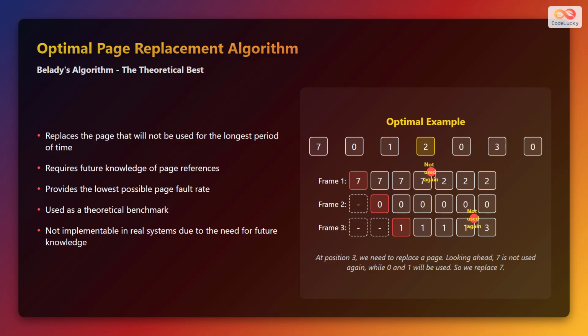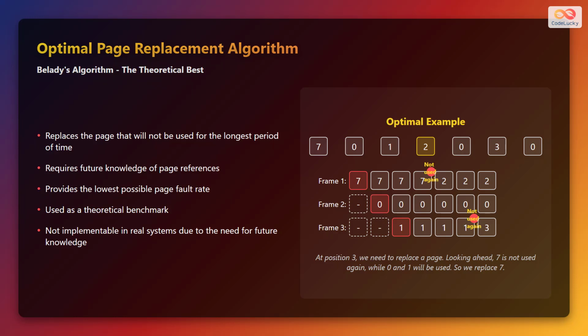Let's look at an example. Here we have a reference string consisting of pages 7, 0, 1, 2, 0, 3, and 0. And we have 3 frames. Initially, page 7 comes in and there is a page fault. Then page 0 comes in and there is a page fault. Next, page 1 comes in and there is a page fault. The next reference asks for page 2, which results in a page fault.